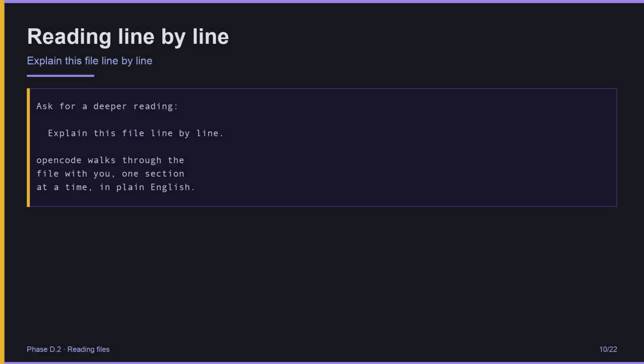Sometimes you want more than a summary. You want depth. So you ask OpenCode to explain the file line by line. And it does exactly that. It walks through the file with you, one section at a time, translating what each part does into plain everyday English. This is wonderful when you are looking at code you did not write, or code you wrote a long time ago and have since quietly forgotten.